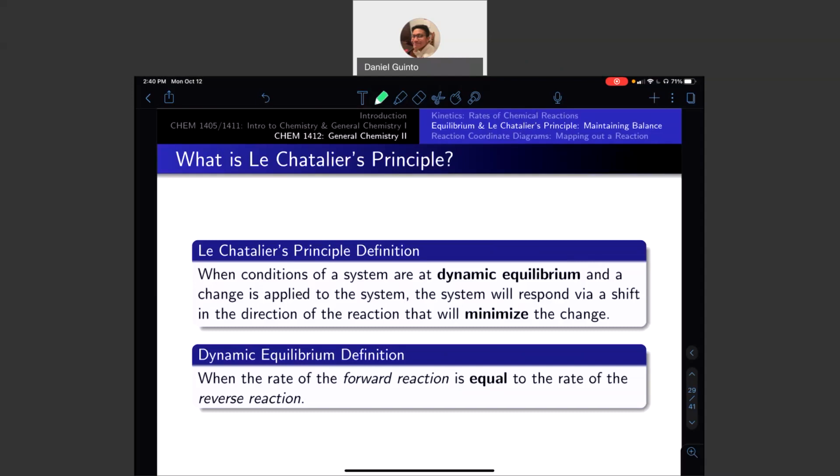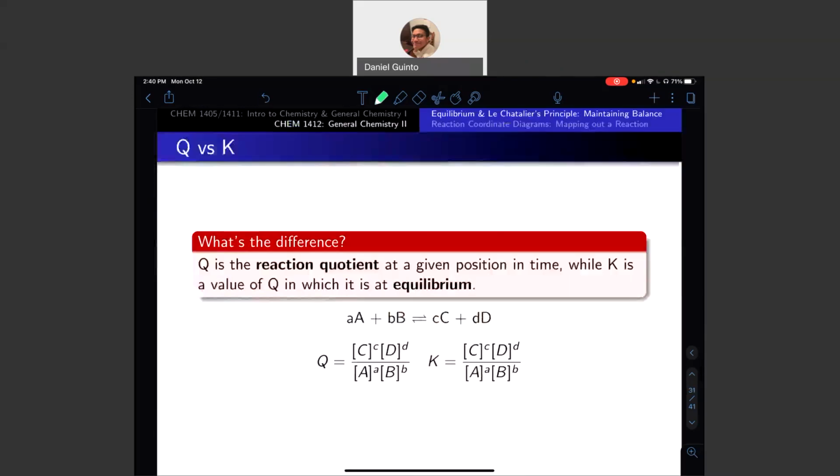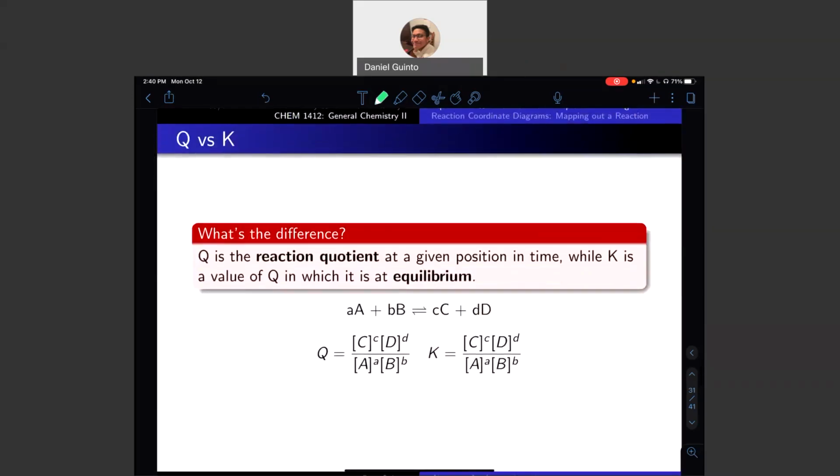So now, let's look at how K and Q are put into play here. So you may think that they're the exact same thing because the calculation is kind of the same. Because remember, whenever you calculate Q, it's going to be your concentration of your products over the concentration of your reactants. And analogously, K is calculated in the very same way.